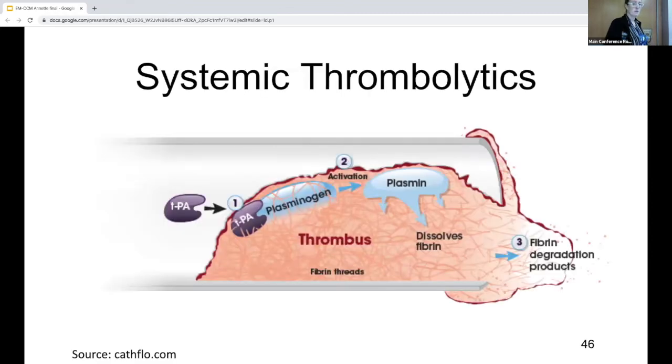So this is how systemic thrombolytics work. Just a reminder, the fibrinolytic agent acts as tissue plasminogen activator, and it converts plasminogen to the proteolytic enzyme plasmin, and then lysis.